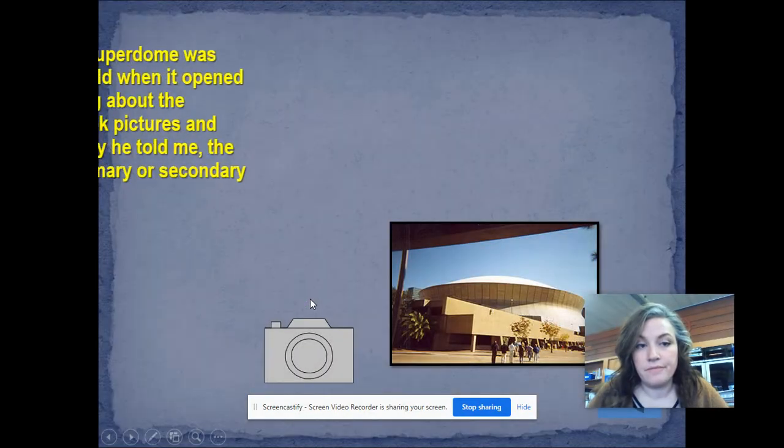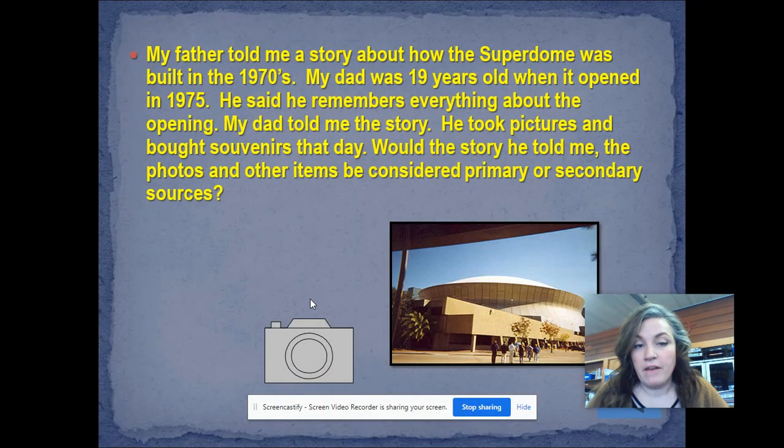Number 12. My father told me a story about how the Superdome was built in the 1970s. The Superdome is like an athletic stadium that is in Louisiana. My dad was 19 years old when it opened in 1975. He said he remembers everything about the opening.